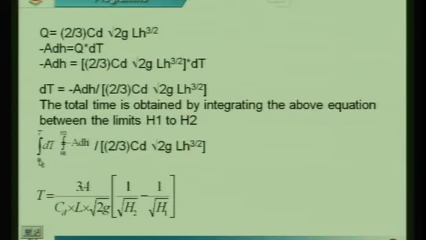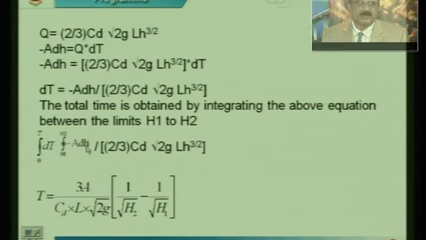So what are the limits for this t? My t varies from 0 to capital T. That's what I put on the left hand side. So integration of dt with limits 0 to capital T must be equal to, come to the right hand side. Here what are the limits? Initially my water level is at h1 and the final level is h2. So put that limit.